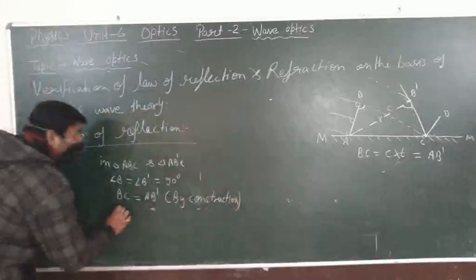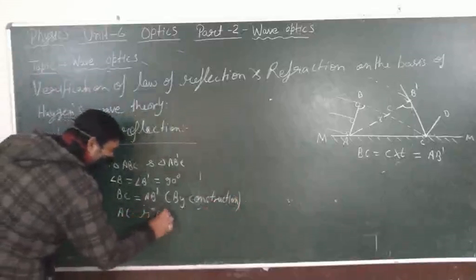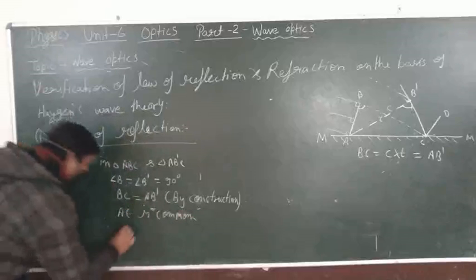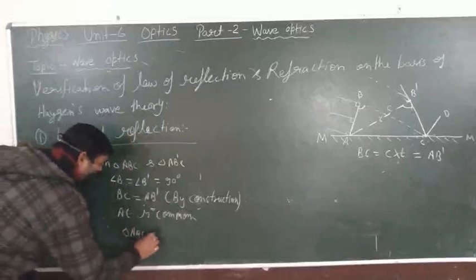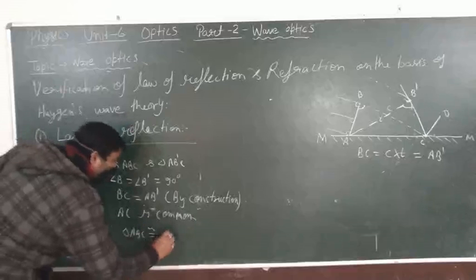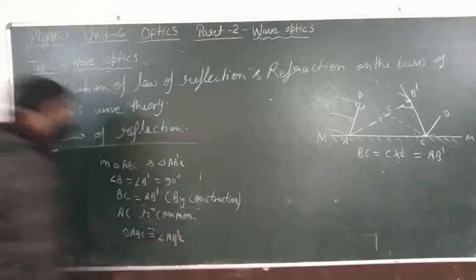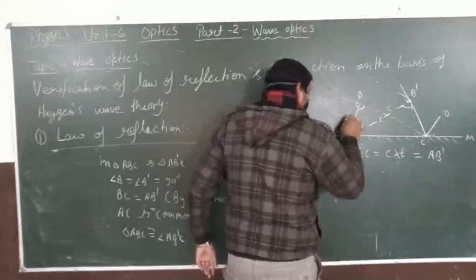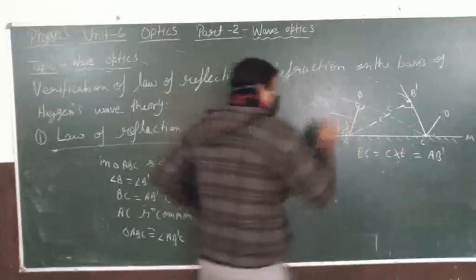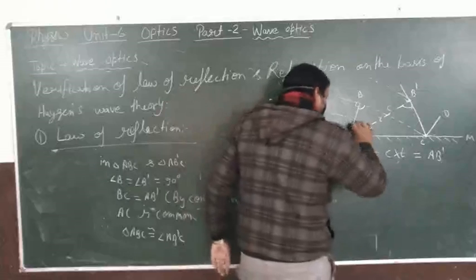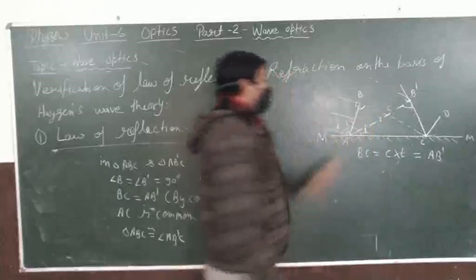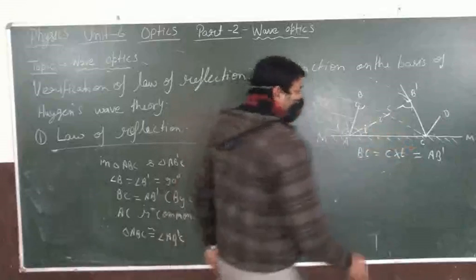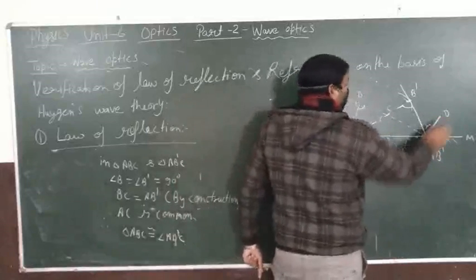And next, AC is formed. Therefore, triangle ABC is congruent to triangle AB'C. Now this is the normal and this is the angle of incidence of the primary wavefront, and this angle is equal to angle ABC by construction. Therefore, this is the angle of refraction R.